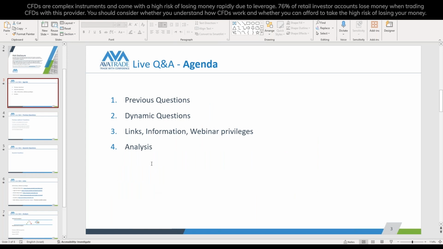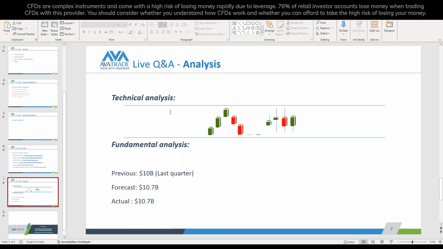And lastly, we have analysis. So analysis, you guys know the drill. If we're not going to go through analysis with our questions, perhaps we can play with the layer that we have here with some examples for technical and fundamental analysis.